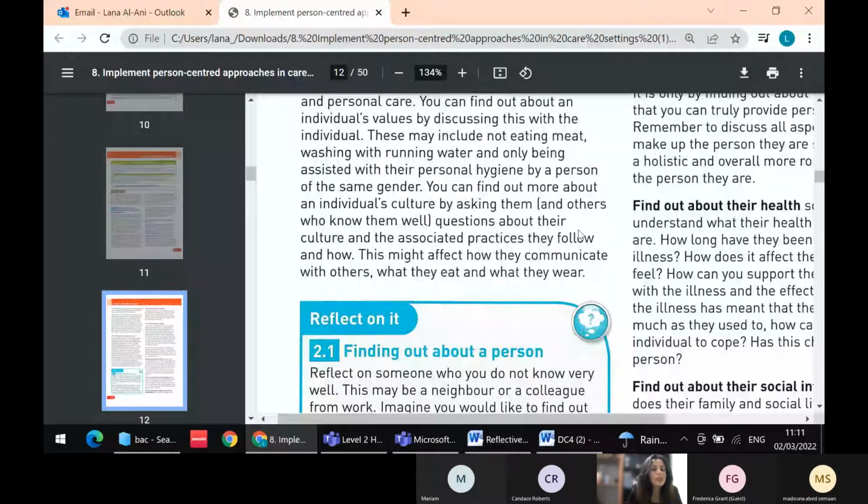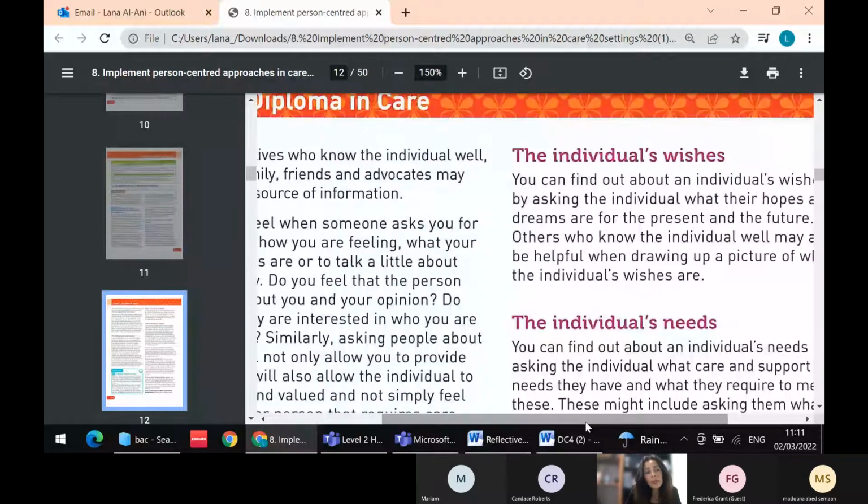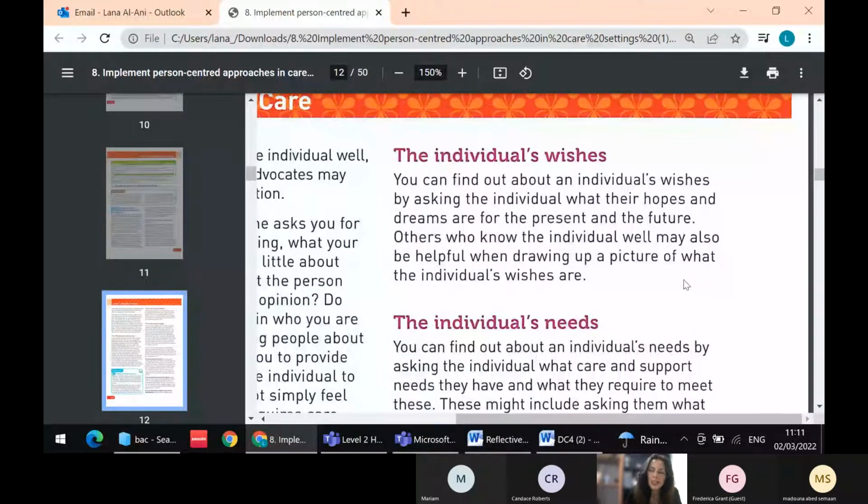Also about their wishes. How would you find out about the person's wishes? Do you know how to find out about their wishes? Again, same thing, by asking them. The best way to get the information is from the person themselves. So if I want to find out about my client's wishes, I would ask them what they hope for, what their dreams are, what they would like, all the information. I can get it from my client by asking them.